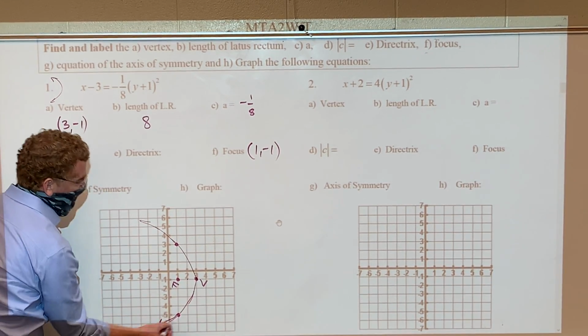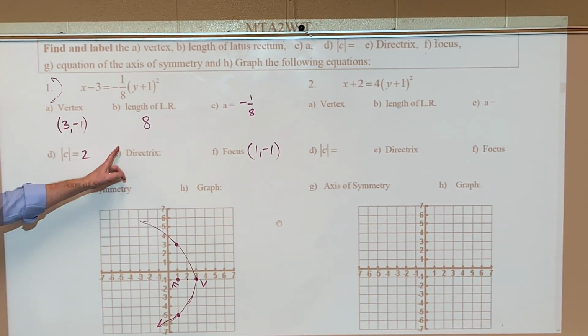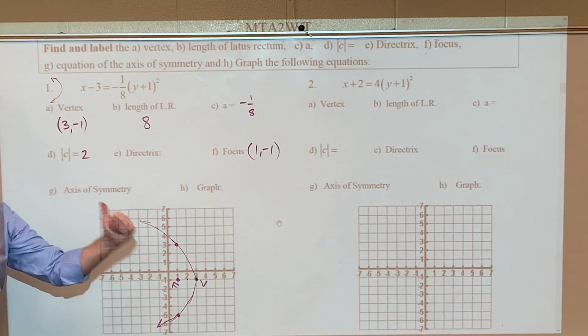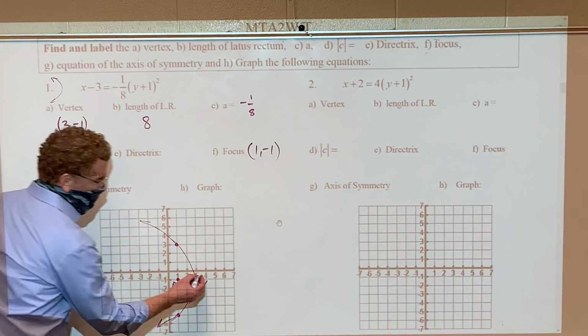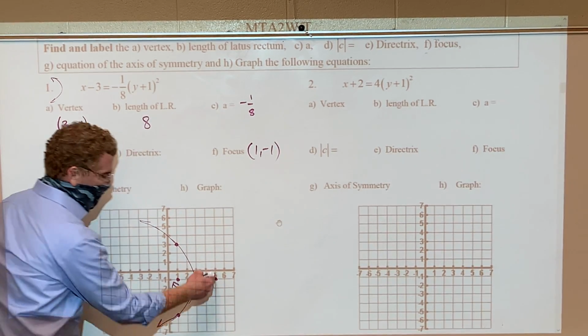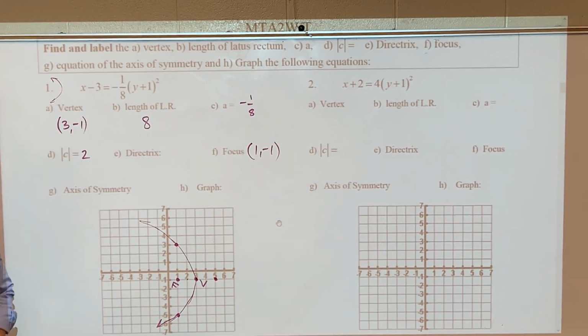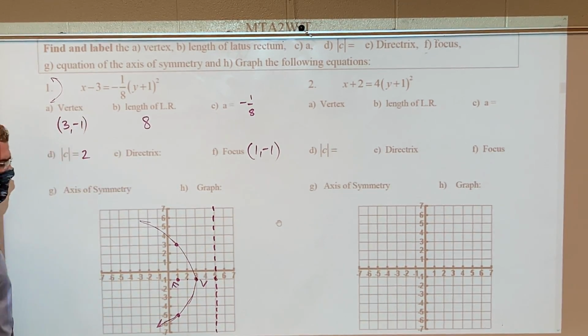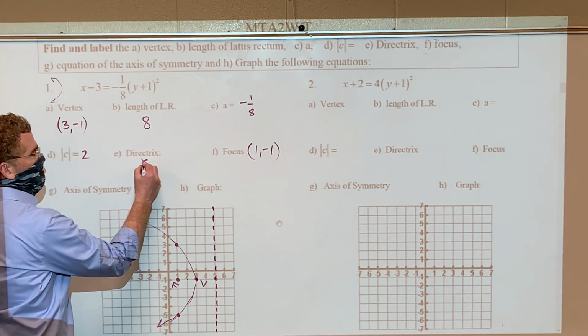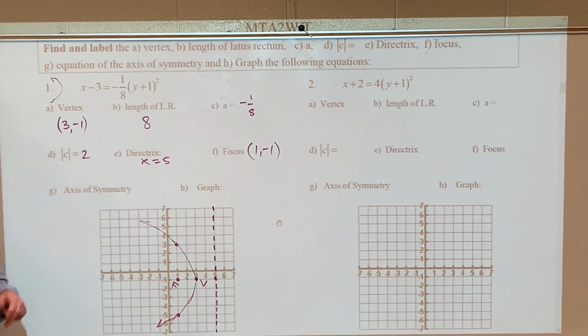So I've got a decent sketch, but how do I get this directrix? If I went 2 to the left to get my focus, 2 to the right, but every year I have somebody who writes 5, negative 1. But it's not a point, is it? It's the line going through that. And the line going through that is what? X equals 5. Make sure you write it as a line.